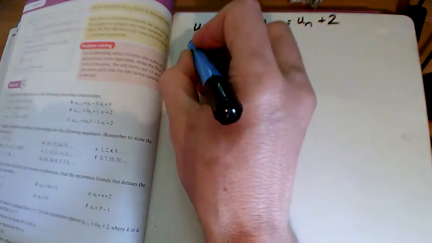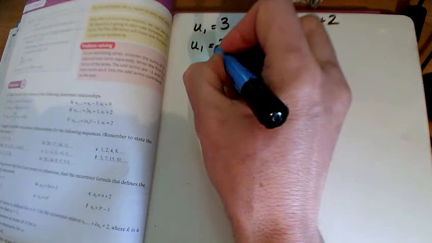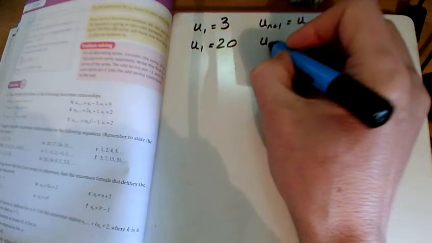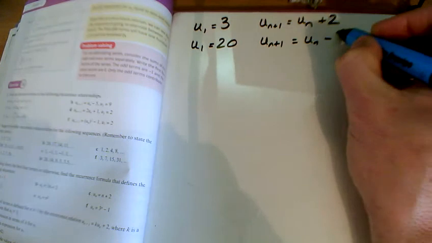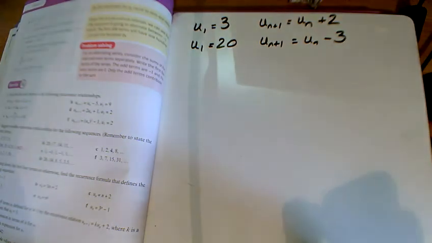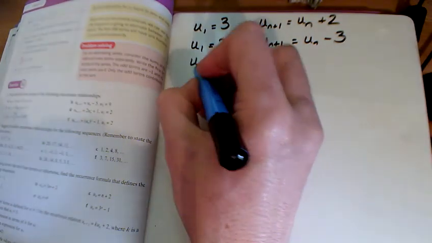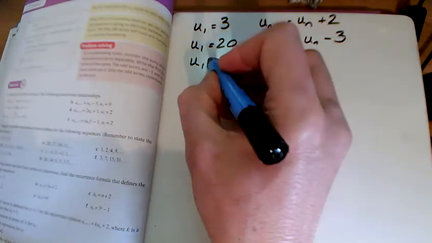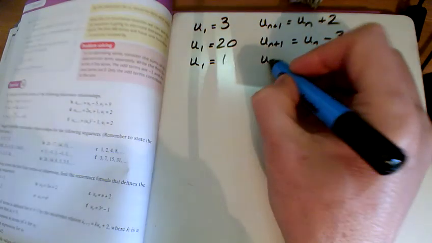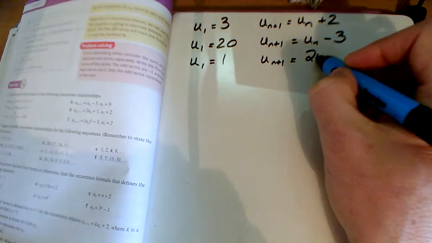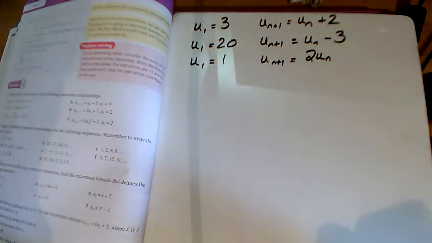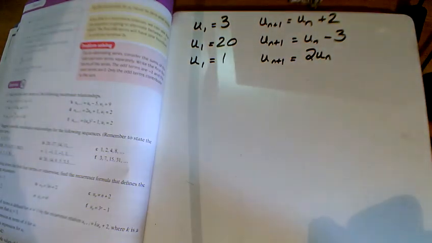For part B, the first one is 20. Let's write that down first. And the next one is where you are now. It then goes to 17 and then 14. So you're taking away 3 each time. For part C, the first one is 1. And the next one is 2, 4, 8. So we're just timesing it by 2 each time. So we're timesing where you are now by 2 each time.